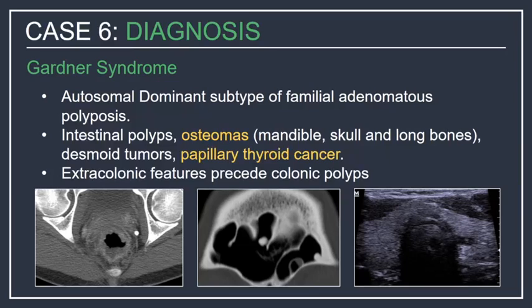We also can see papillary thyroid cancer, which is something that I didn't realize was associated with Gardner syndrome, and so these patients will also get surveillance of their thyroid with ultrasound. Extracolonic features often precede their colonic polyps, so we may be able to suggest the diagnosis based on that finding of multiple osteomas within their paranasal sinuses.